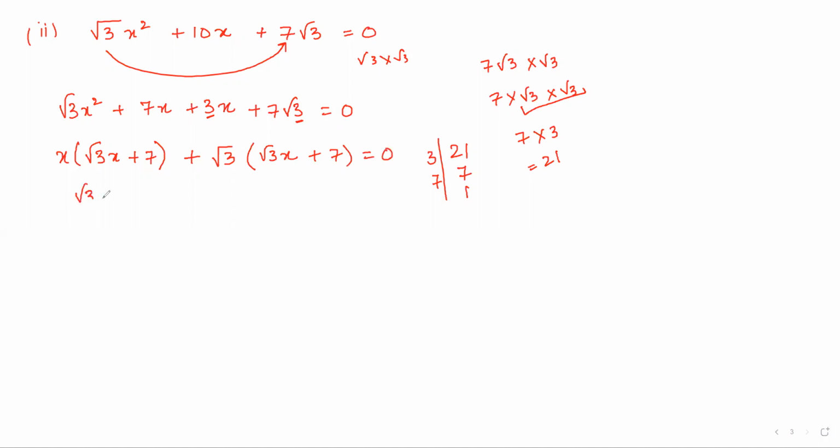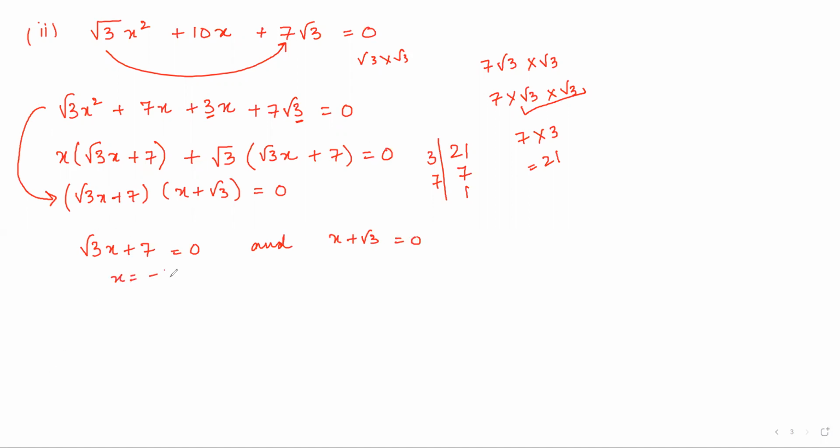Now this bracket is common, and then x plus under root 3 is equal to 0. So now the quadratic equation has been reduced into two linear factors. So now every factor will be equated to 0, and x plus under root 3 is equal to 0. So that gives you minus 7 by under root 3, and this one will give you x is equal to minus under root 3.